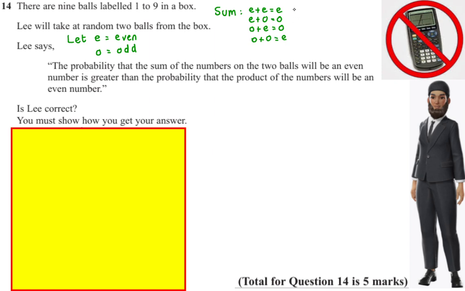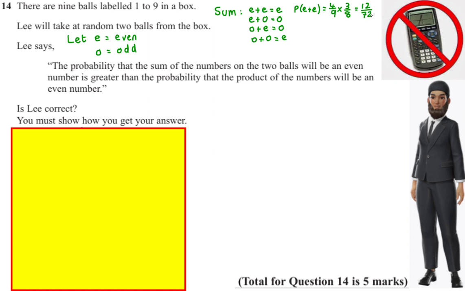So the probability of even plus even is equal to, well, how many evens are there from between the numbers 1 to 9? On the first pick, there's going to be 4, so it'll be 4 over 9 multiplied by, on the second pick, because you pick the first one and you can't pick the same number, 3 out of 8. So that will give us 12 over 72.